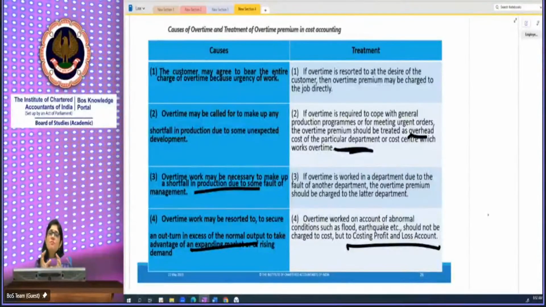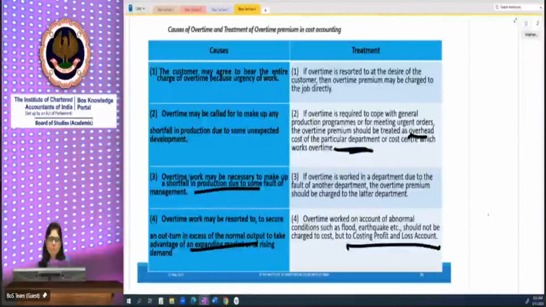If because of a customer we have to work overtime, then the overtime cost will be charged to that customer only. If it is due to a shortfall or unexpected development or urgent order, a general urgent order we have to work, then it will be charged to that particular department. If any department is at fault, it will again be charged to that department. And if it is due to some abnormal reason which is uncontrollable, it will be charged to the costing profit or loss account. All right. So that is how the treatment of overtime cost goes.